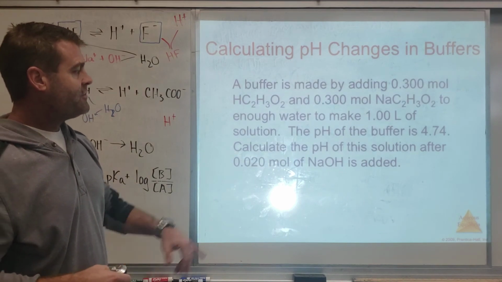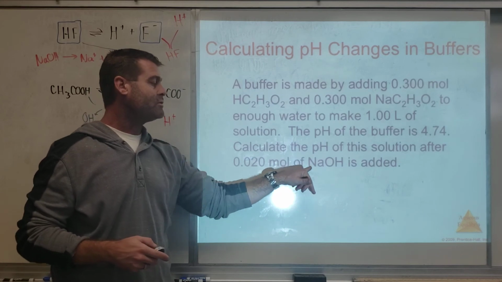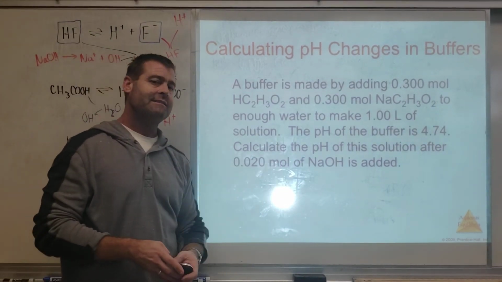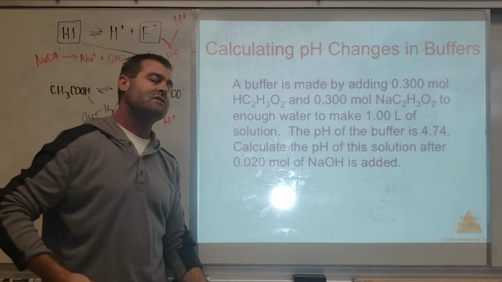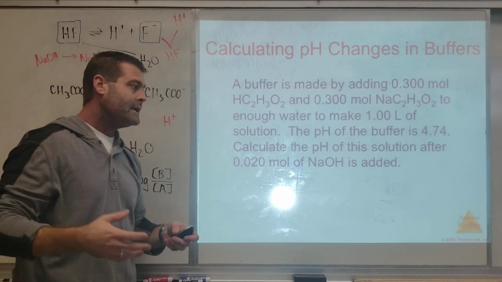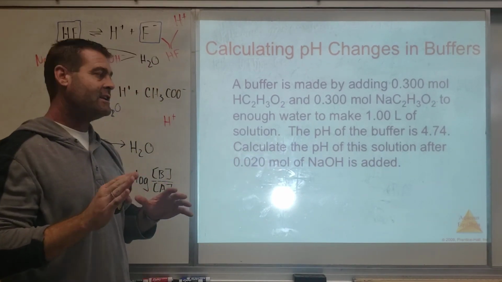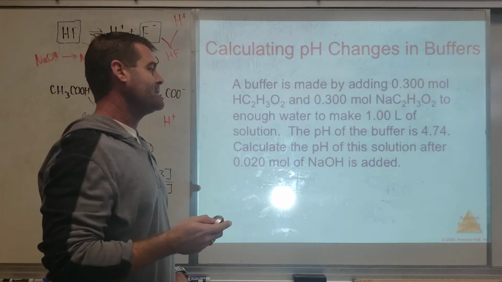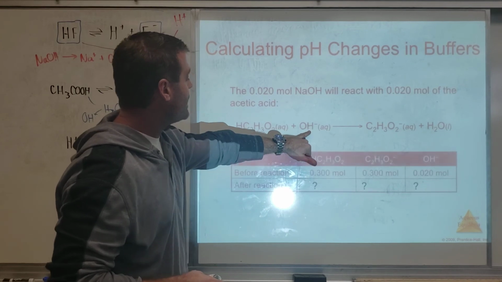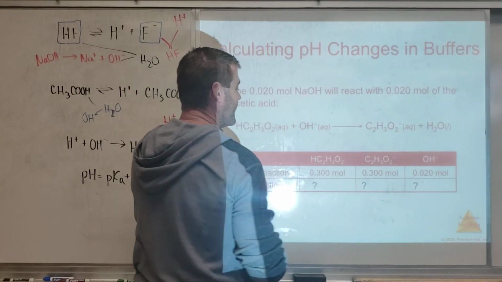A buffer is made by adding 0.3 moles of acetic acid and sodium acetate. The pH of the buffer is 4.74. Calculate the pH of the solution after 0.20 moles of sodium hydroxide is added. Once again, normally if you add a strong base to a solution, the pH is going to shoot up, right? Because you're making it more basic. But what we're going to see with the buffer is it's going to resist that, and it should minimize the impact, and we'll see. So we have acetic acid, right? When you add the hydroxide, the OH combines with the hydrogen to form water, and then you're forming acetate.